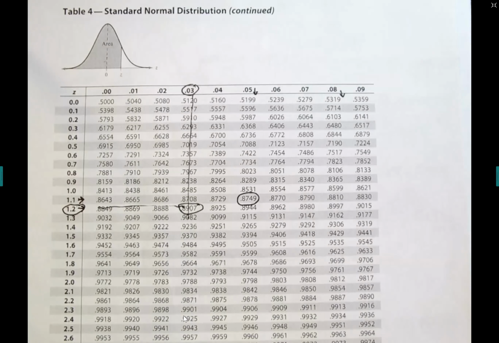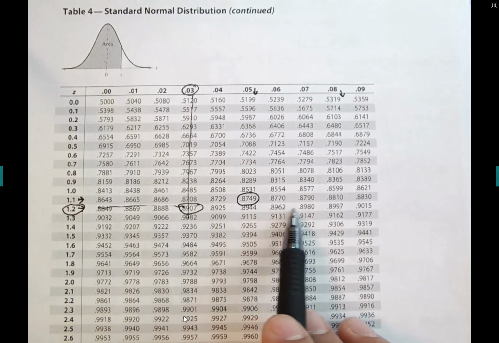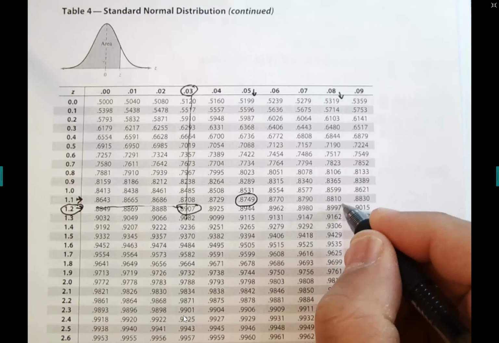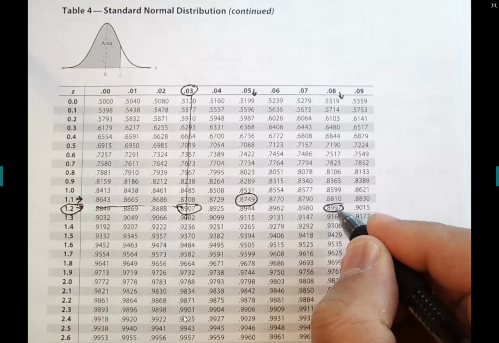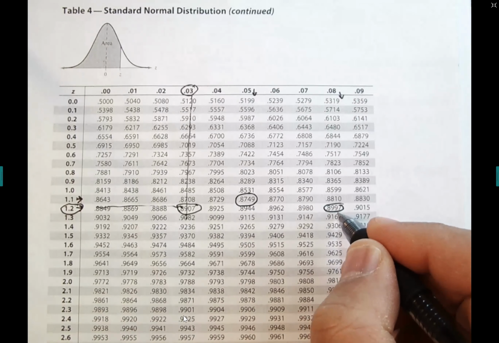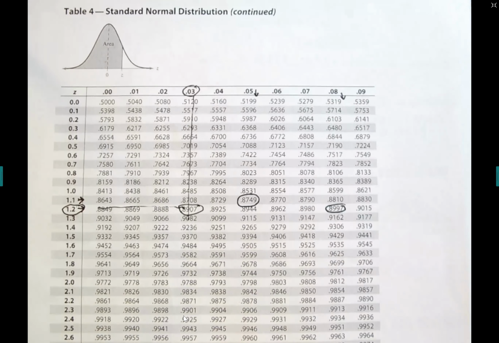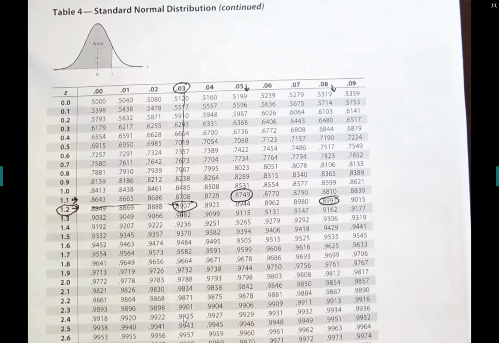So 1.28 gives you what? Right here. But this is not the answer, guys. This is the area to the left. You need the area to the right. It will be 1 minus 0.8997. So let me show you what I did here. So it will be 1 minus 0.8997. Any questions here?